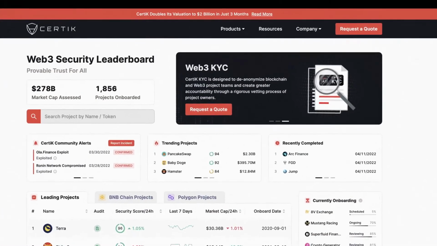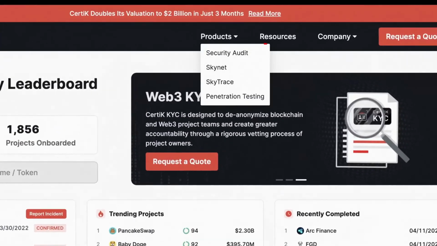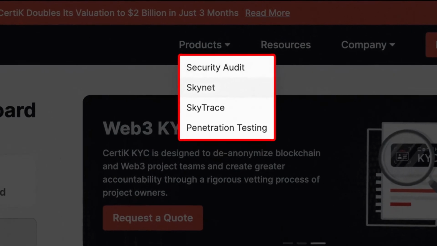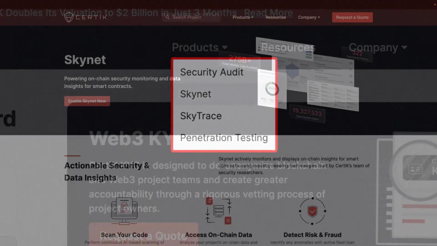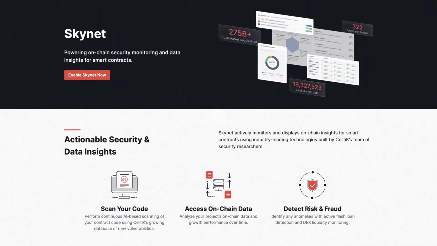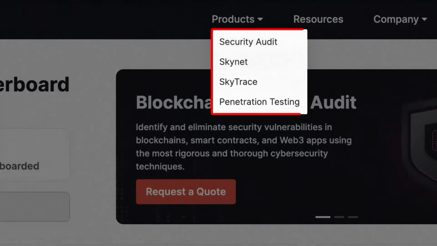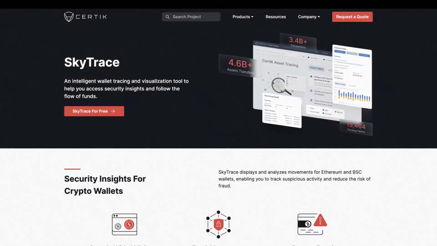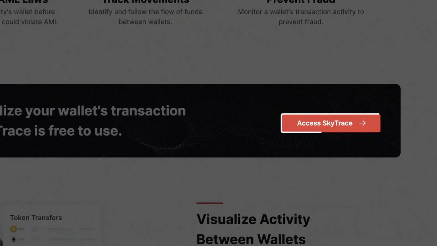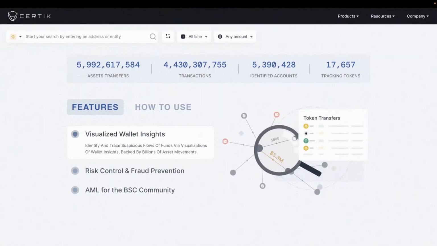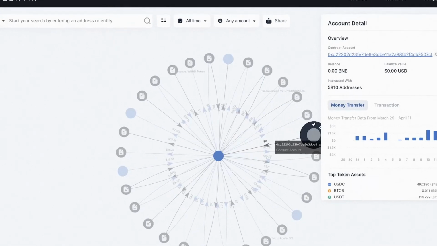Powerful tools from CertiK help all blockchain users gain insights into Web3 platforms. Skynet is a security-focused resource that utilizes real-time data to provide actionable insights. SkyTrace traces the flow of funds from one wallet to another by visualizing a wallet's interactions with other addresses and tags from well-known protocols.